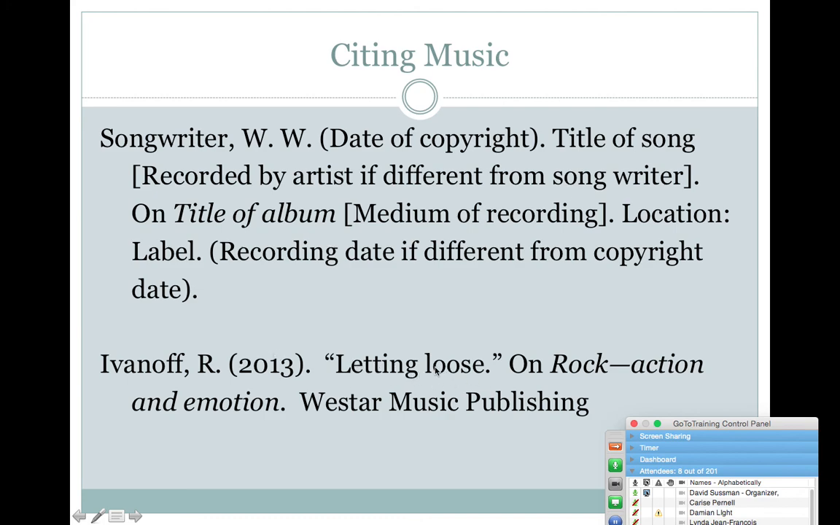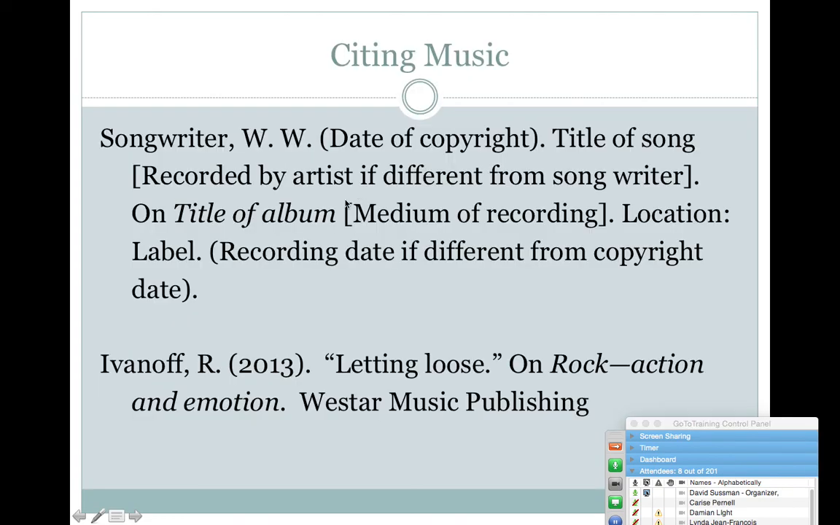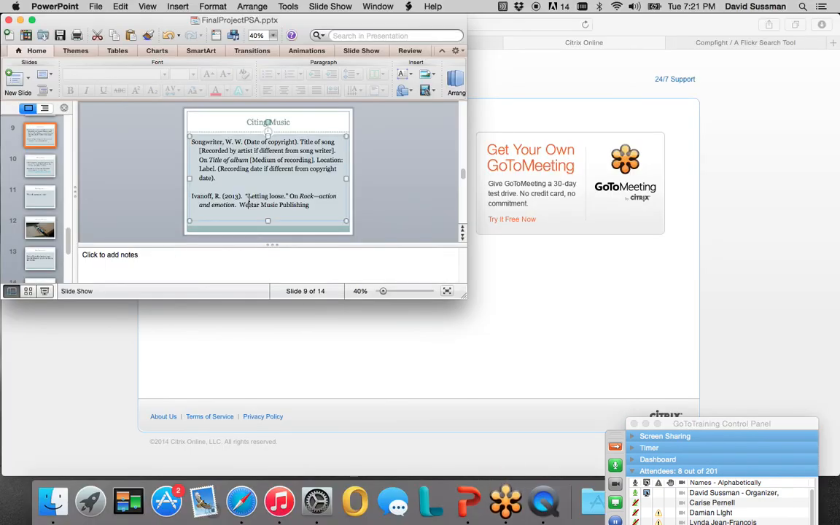we list the title. Instead of a publication name or a newspaper name or a website name, we have the name of the album itself. Okay, that's what this is: rock, action, emotion. Actually, I'm missing something here. I fixed it in my other presentation. But let me put it here real quickly.